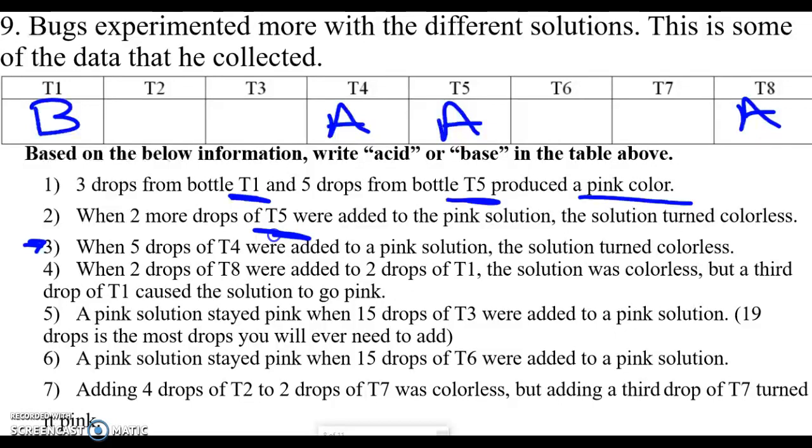Number 5, a pink solution stayed pink when 15 drops of T3 were added to the pink solution. 19 drops is the most you will ever need to add. So we had a pink solution, we added 15 drops of T3 to it, and it stayed pink. Well, it must mean that T3 is a base.